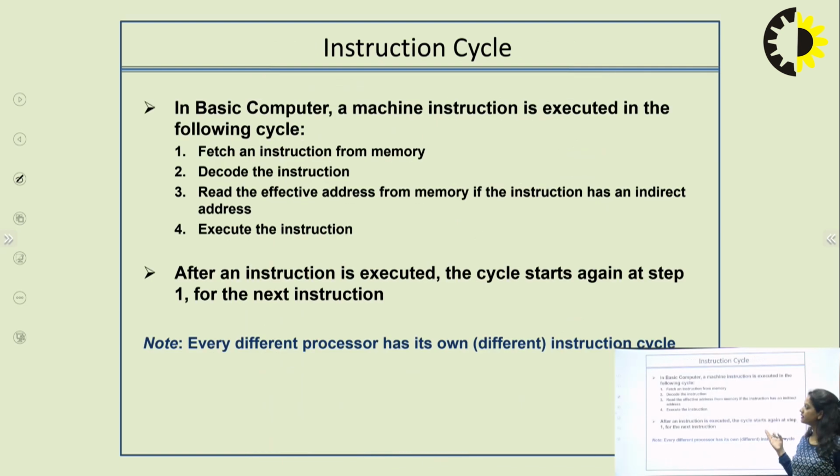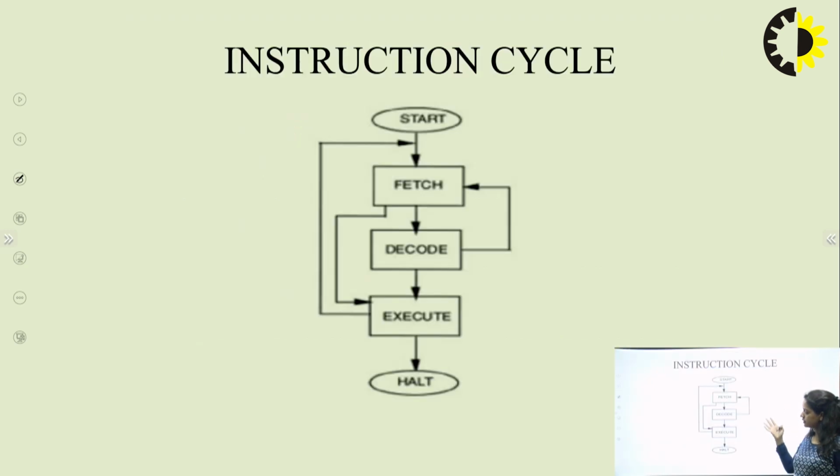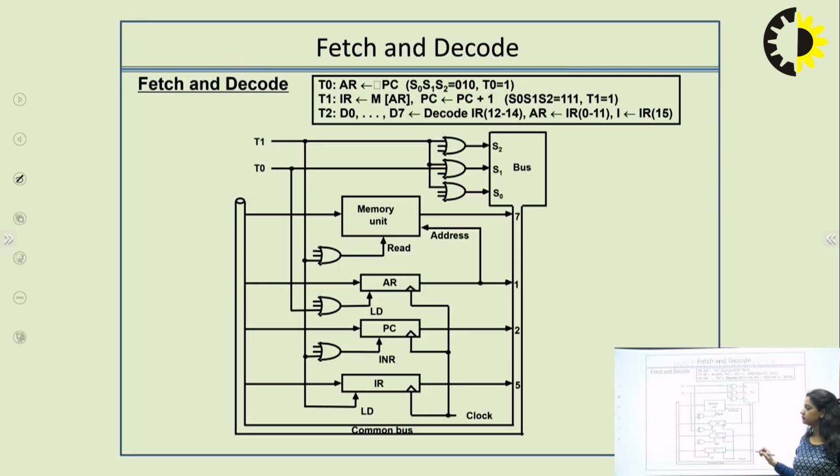Now next topic is the instruction cycle. So here we will learn about the life cycle of an instruction. How an instruction is fetched from the memory, then how it is decoded and how it is executed after decoding. That is the lifespan of an instruction. So this is a flow chart for the instruction cycle. First of all, it will be fetched from the memory, then it will be decoded and executed. And after execution, it will be completed.